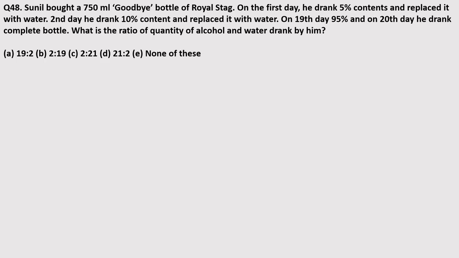Now moving to question number 48, that says Sunil bought a 750 ml bottle of Royal Stag. Okay, means wine. 750. Okay, guys, I don't drink wine. Anyway, let's solve the question. 750 ml bottle of Royal Stag means this is completely wine. I can assume wine, alcohol, whatever.